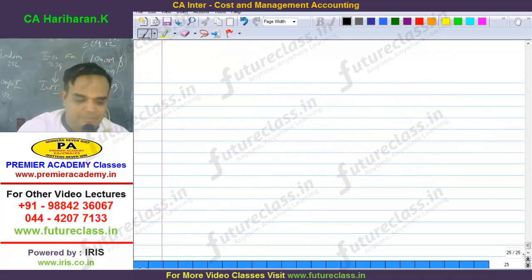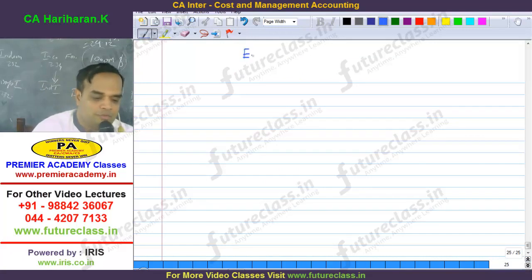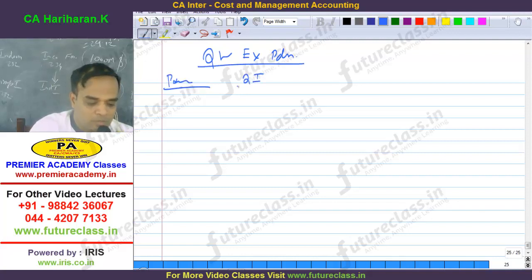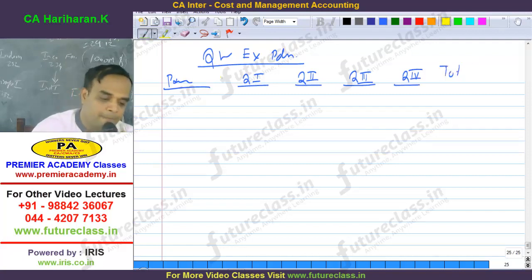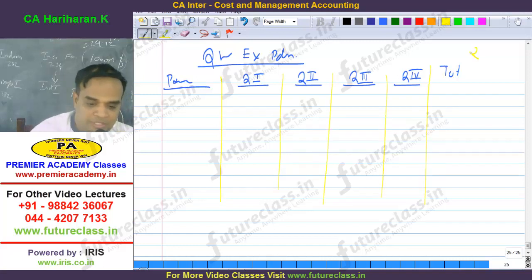Now we have to prepare the expenditure budget. That too quarter wise. Particulars: quarter 1, quarter 2, quarter 3, quarter 4, and full year. Okay. Now, in rupees, we are going to incur the expenditure based on production. Therefore, production is the starting point. Production quantity is the starting point.